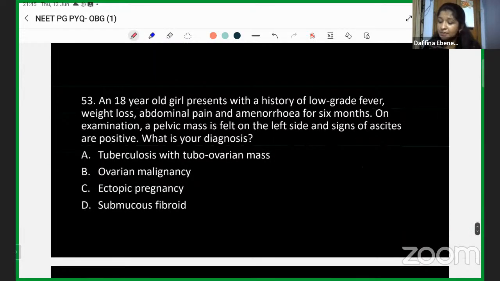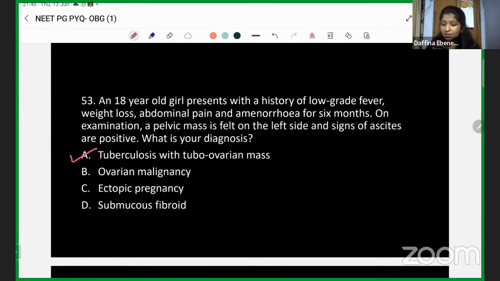An 18-year-old girl presents with a history of low-grade fever, weight loss, abdominal pain, and amenorrhea for 6 months. On examination, a pelvic mass is felt on the left side, and signs of ascites are positive. What is your diagnosis? Tuberculosis with tubo-ovarian mass, ovarian malignancy, ectopic pregnancy, submucous fibroid. Low-grade fever, weight loss, abdominal pain, amenorrhea. Most commonly, the answer is tuberculosis with tubo-ovarian mass.